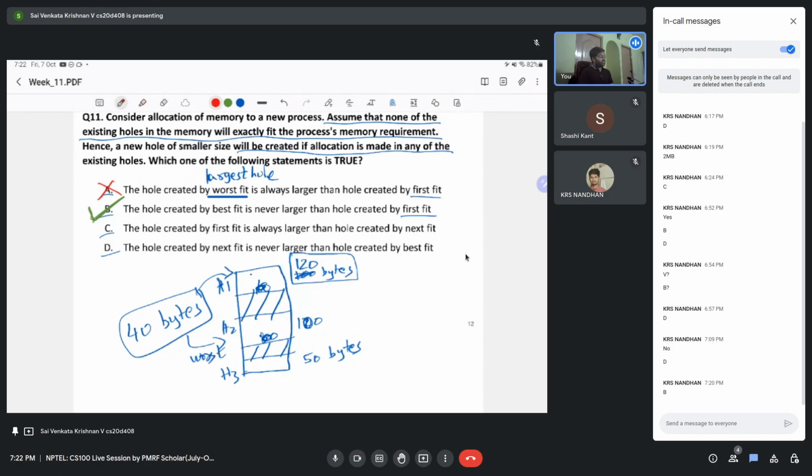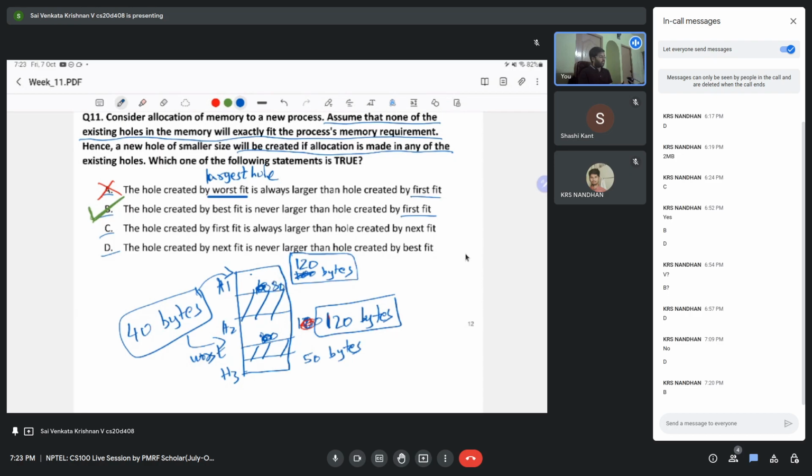Okay, so consider that say you are having 120 bytes over here. So this is also 120 bytes. So hole 1 is also 120 bytes. Hole 2 is also 120 bytes. In a first fit, what happens? It will start scanning from first, and it will see, okay, hole 1 is 120, 40 bytes can be stored over here. So it will allocate hole 1, it will create a hole of say 80 bytes.